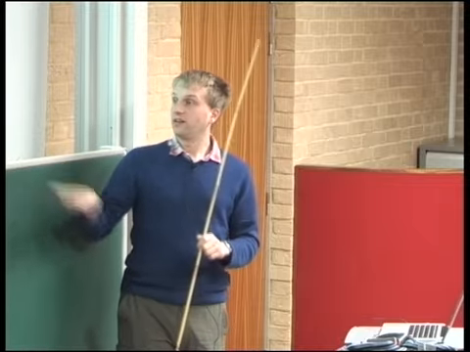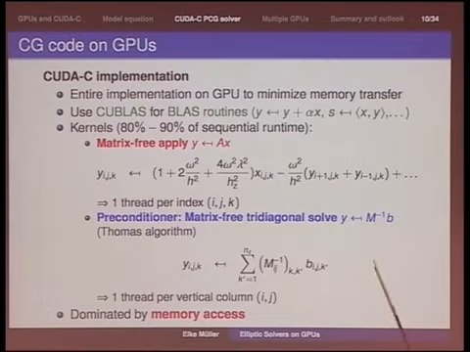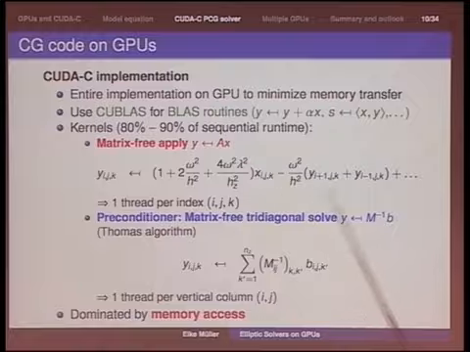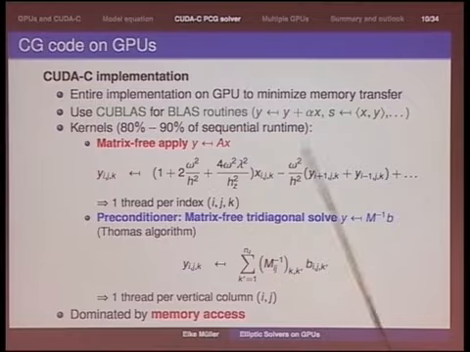The other thing to keep in mind is that all these operations are dominated by memory access, and that doesn't really change that much if you put in more complicated coefficients, because you have to load 7 vectors from memory and you have to store 1. And then you have some flops here.